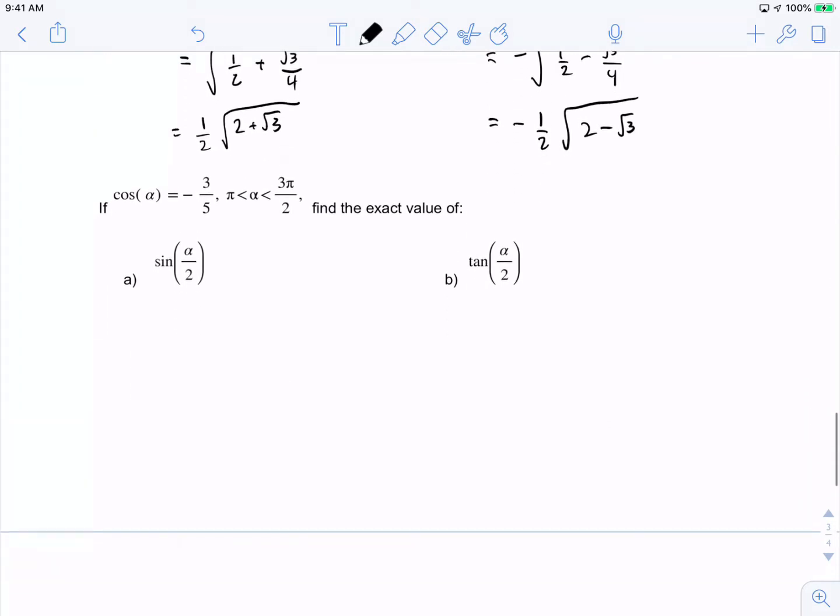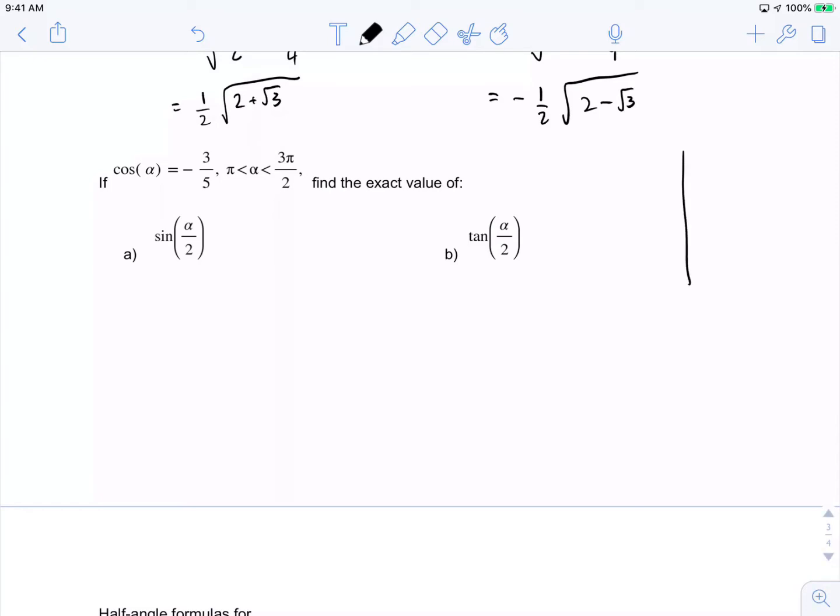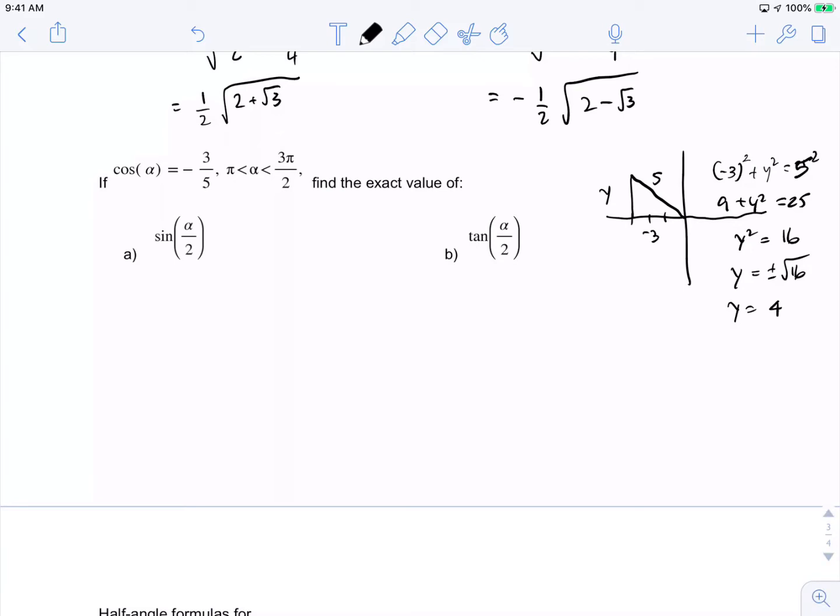Okay. In our next problem, we're looking at cosine, and we see it's negative 3 and then a radius of 5. So we're going to get something that's negative 3 and 5. We need to find y. So we're going to get negative 3 squared plus y squared is equal to 5 squared, so 9 plus y squared is 25. y squared is equal to 16, so y is equal to plus or minus square root of 16. But we know we're in the second quadrant, and so y is positive.